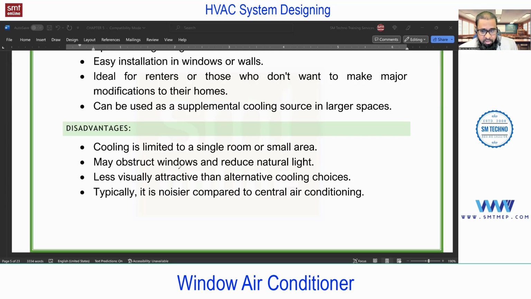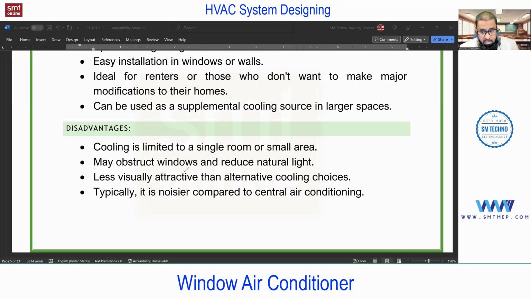It may obstruct the window and reduce natural light because space is required in the window, so it may disturb the window. Next, from an appearance point of view, it looks ugly, both outside the building and inside the room. So from an interior point of view, it's not an interior choice. In most projects, the interior designers will not accept this. They ask for a cassette or a high wall, I'm talking about under split. So from an interior point of view, we also have this disadvantage.